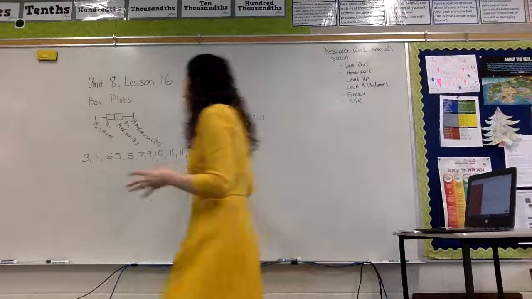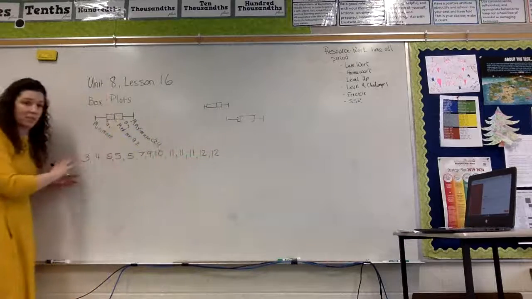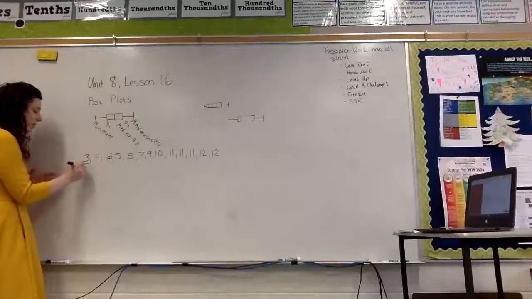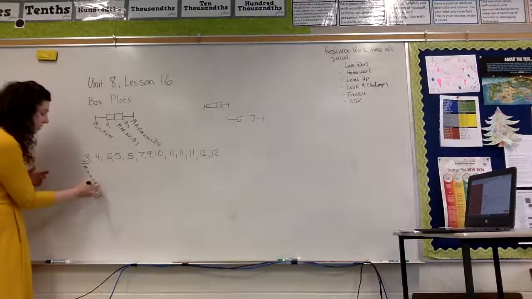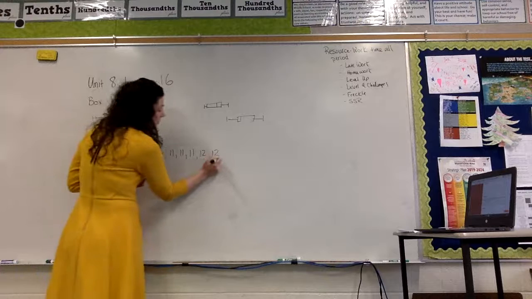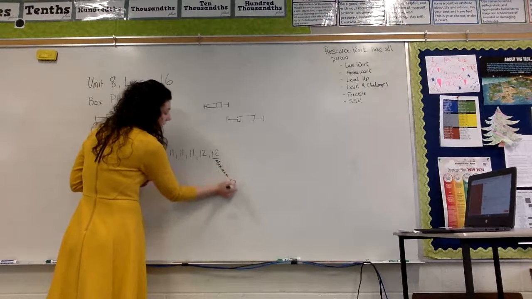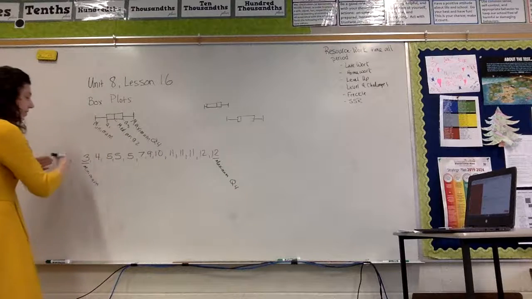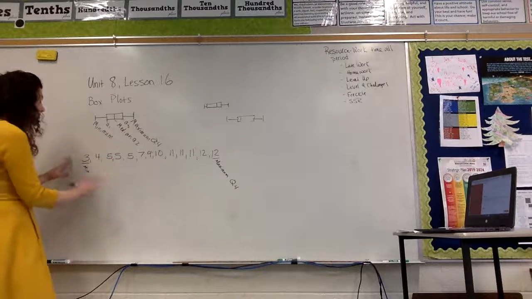So I've got a set of data here, and I wanted to build us a box plot. Obviously, this is my minimum. I've already organized my data from least to greatest. So 3 is the smallest piece of data in this data set. 12 is my maximum, or my quartile 4. And I need to find the middle of this data set. There are 13 numbers in this data set.